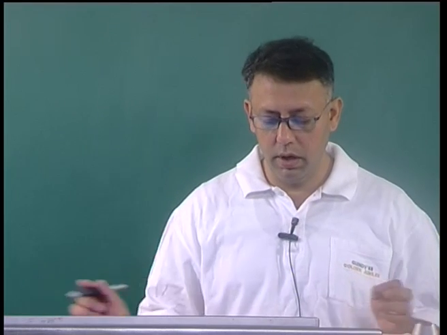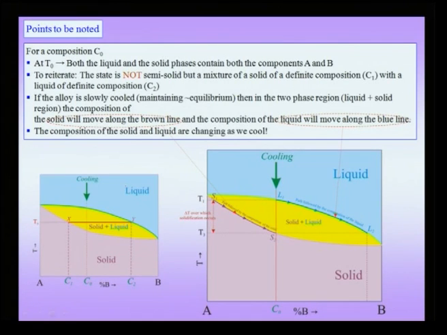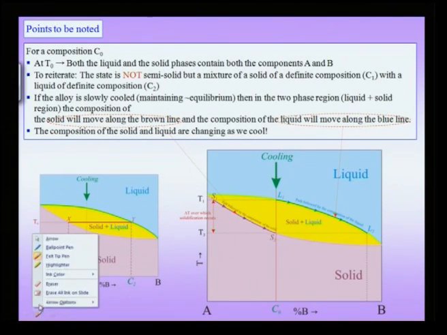Similarly, the composition of the liquid also constantly changes. As we are cooling, it is changing, and the liquid which is in equilibrium with the first solid which comes out has a liquid composition L1, but then it keeps changing as we go down in temperature, and therefore the liquid is also constantly changing its composition. So, I would like to know how the composition of the liquid and the composition of the solid are changing as we cool from a temperature at which we had only a uniform liquid.